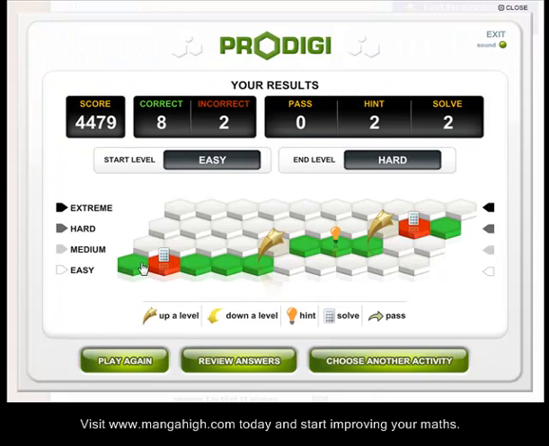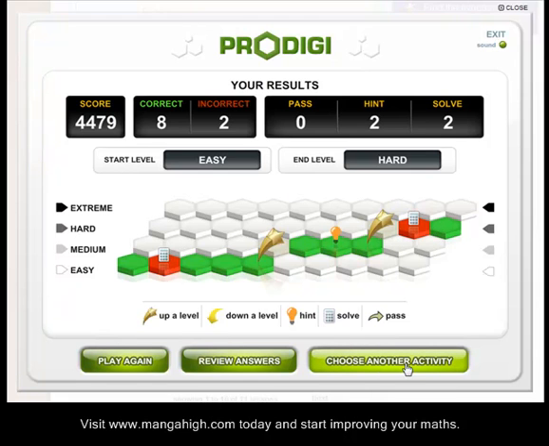So we did quite well here. We started off in easy. We didn't really know very much about cyclic quadrilaterals. We asked for a couple of hints just over here. And then we had to ask for a solution up here because it got really tricky. But we still ended up on hard, and we made a score of 4479.